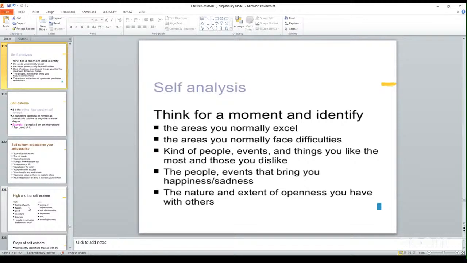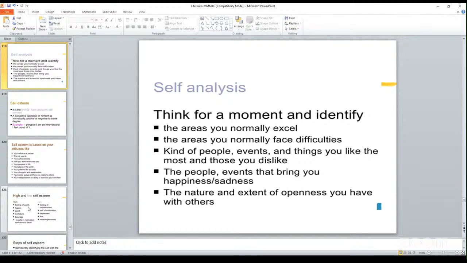Now, how to go further? Think of a moment and identify the areas where you normally excel. Always, we teachers are supposed to be good at teaching and dissemination of knowledge. Are we really excelling in that or something else? Where we face difficulties is also another question.